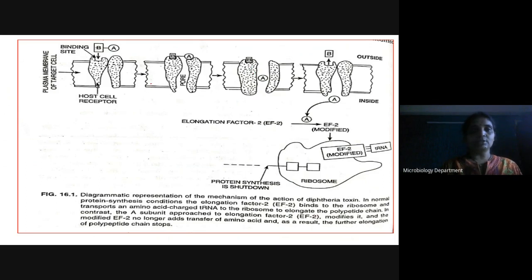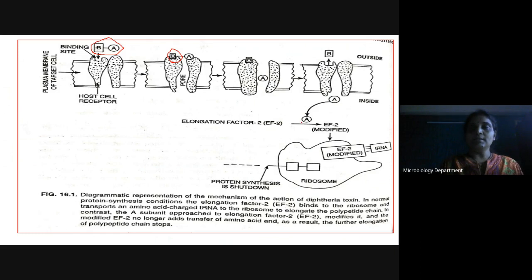In this picture, you can clearly see the A and B subunits of the diphtheria toxin, and the B subunit attached to the toxin receptor on the host cell membrane. Because of the attachment of the B subunit to the host cell membrane, pore formation takes place on the surface of the host cell membrane. Then the A subunit slowly travels through the pore and reaches the cytoplasm.